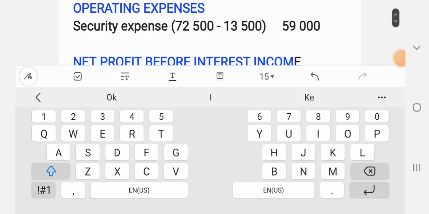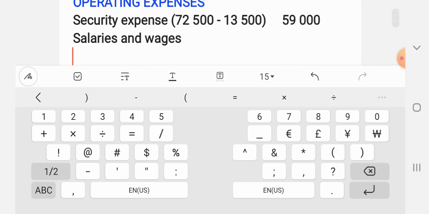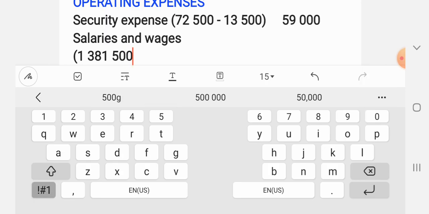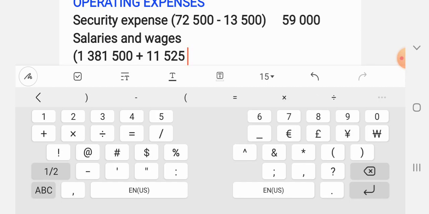So here, for salaries and wages, we will have a calculation, which is the amount from the prior trial balance, or the one that we are given, that shows what was paid during the year, and then we will add 11,525 net salary plus the deduction.